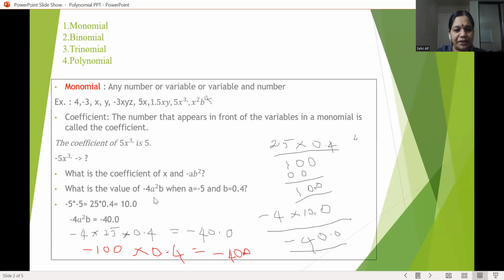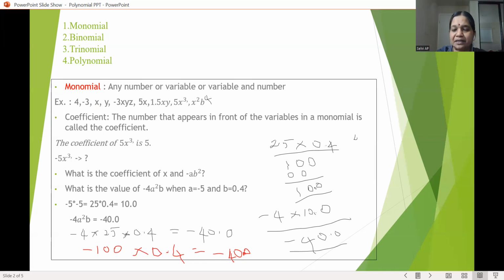What is the value of minus 4a square b when the value of a is minus 5 and b is 0.04? So what do you do now? You have to substitute the value of a and b in this monomial term. Okay. The coefficient of a square b is minus 4. Then already we know the value of a and b. So one more thing you have to concentrate on here: a power square. So the value of minus 5 you have to square. Okay. So minus 5 into minus 5 is plus 25.